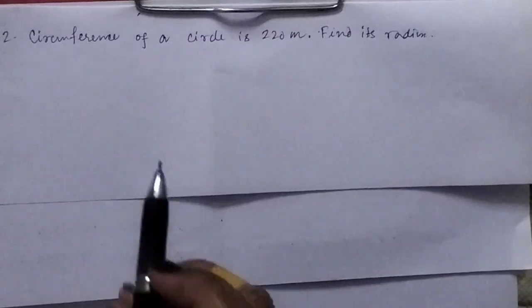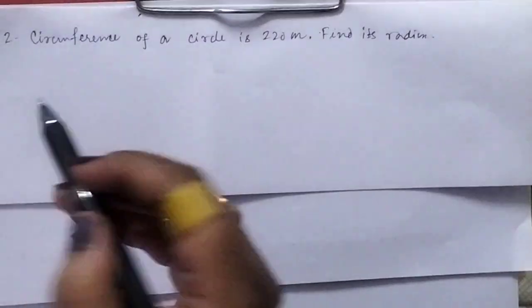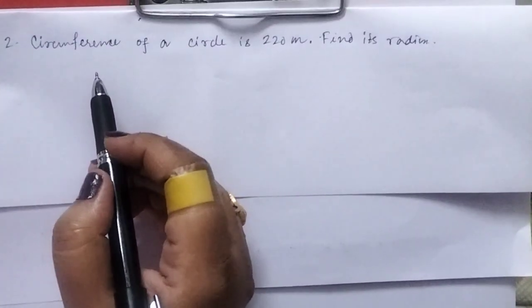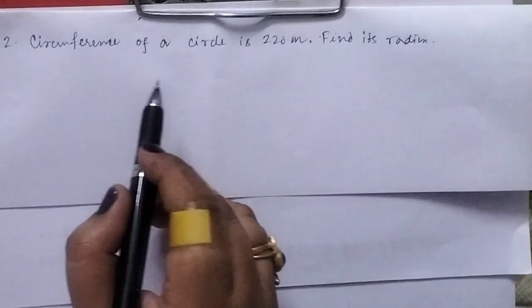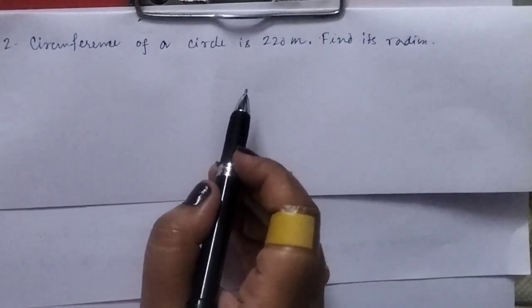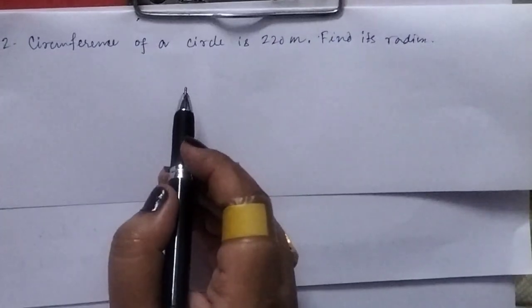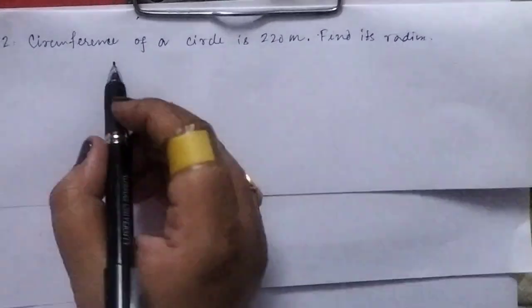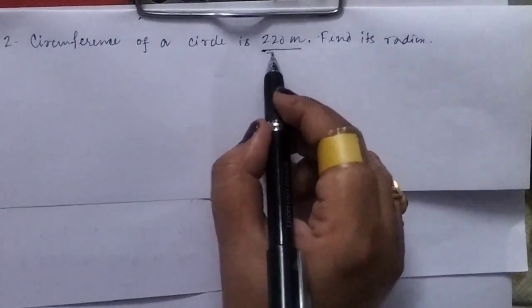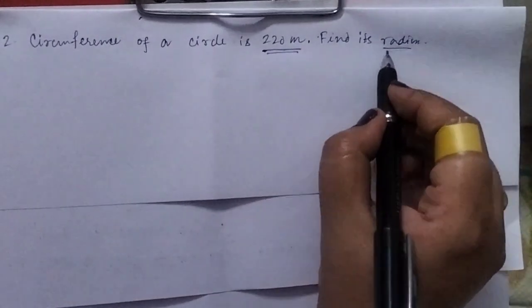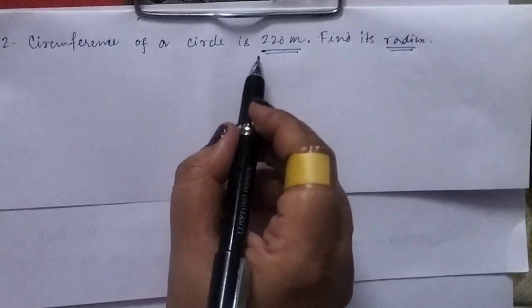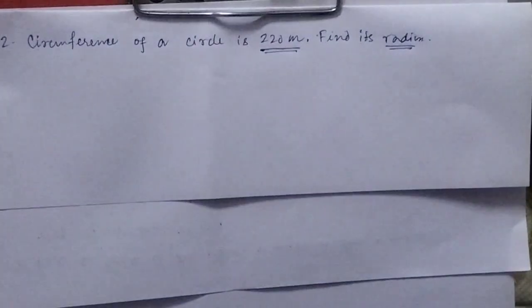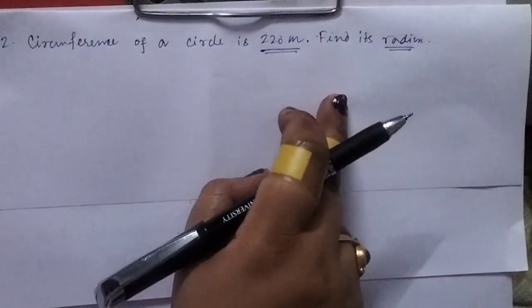Let's consider another example. In the last example, the radius was given, and by using the formula circumference of circle equals 2 pi r, we had to find the circumference length. Here the circumference length is provided, and we have to find the radius. In this problem, it is told that the circumference of a circle is 220 meter. We have to find its radius.